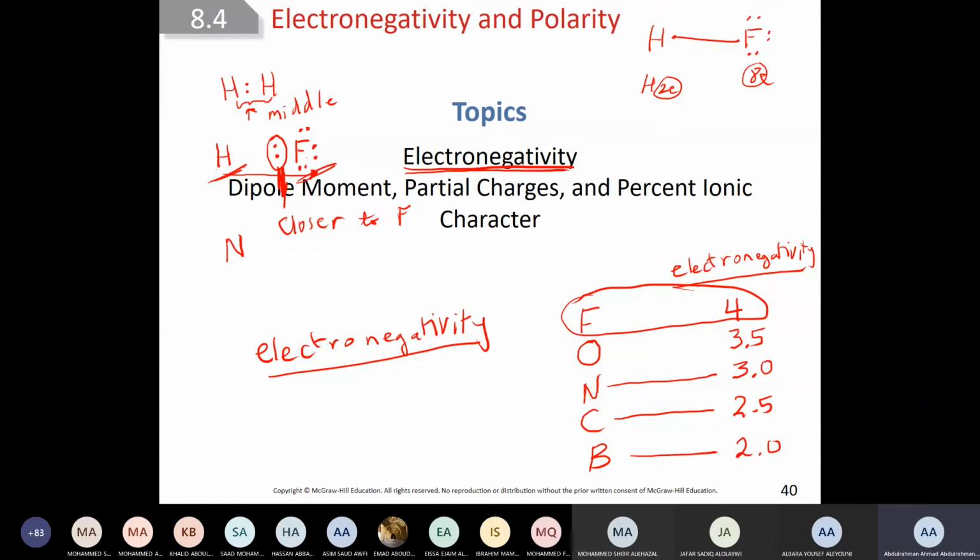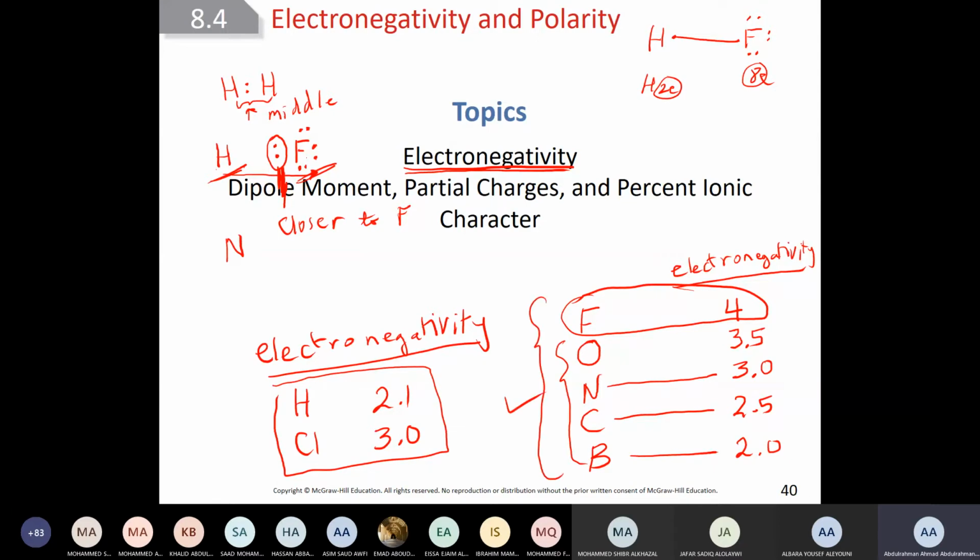Did you memorize it already? Yes. Okay. And then you can derive this easily, right? In addition to this, I want you also to memorize that hydrogen is 2.1 and chlorine is 3.0. I want you to memorize only these numbers, these and plus these two. Read it now and memorize them. Did you memorize them?